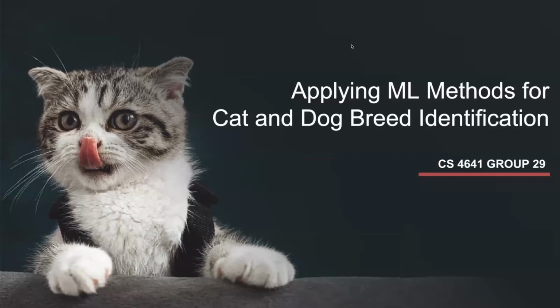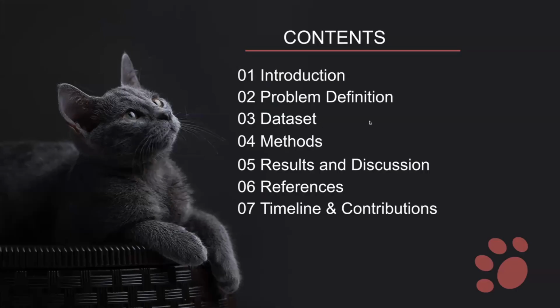Hi, this is Group 29, and our project is applying machine learning methods for cat and dog breed identification. Here's the table of contents of our presentation.